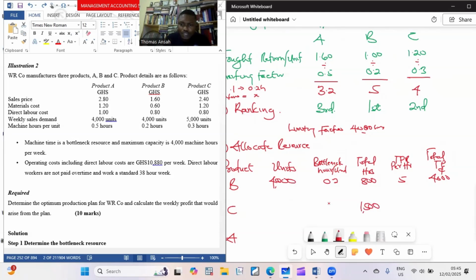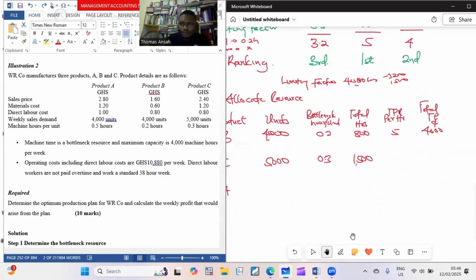How did I do that? Here is 0.3. All right. If I have the remaining 3,200 hours and I need the hours for product C, I can produce all the 5,000 units for this one. So that is that. And what is the throughput for that? It is 4 per hour, so by 4, that gives me 6,000.